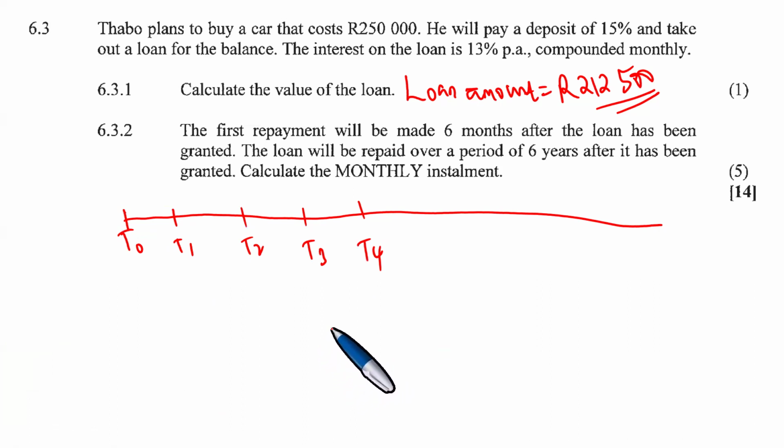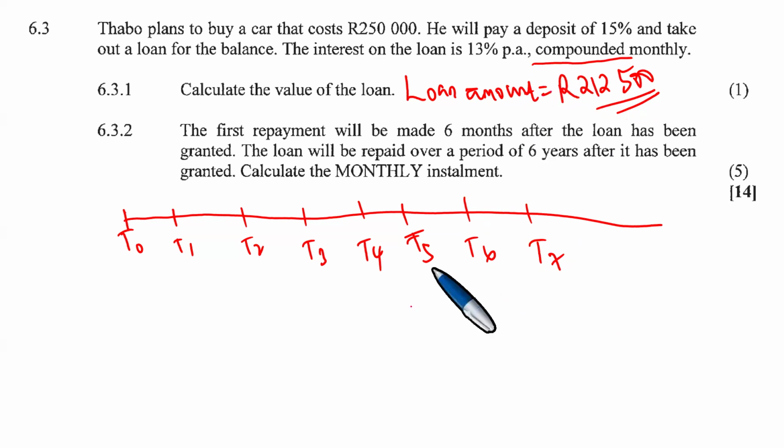The first repayment will be made 6 months after the loan has been granted. So there's T5, there's T6, like 6 months. Because it's compounded monthly, we're moving in months, because compounded monthly means that every period here is a month. This goes on like this, but this is for 6 years. So now what will 6 years yield? How many months will those be in the 6 years?